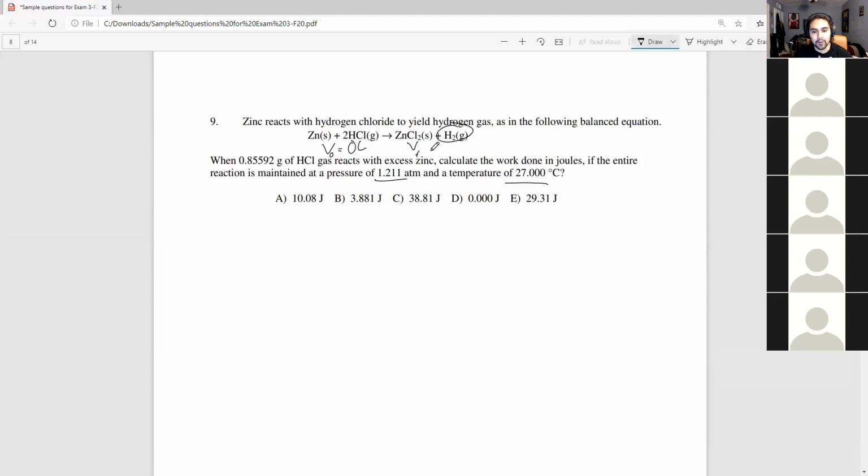I worded that very weirdly. Is it bigger? Yeah, it would be bigger than 0 because the reaction would happen and then we would have hydrogen gas present in our container. So how do we know how much hydrogen gas we have?